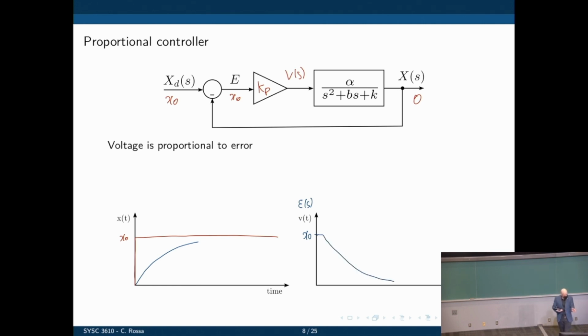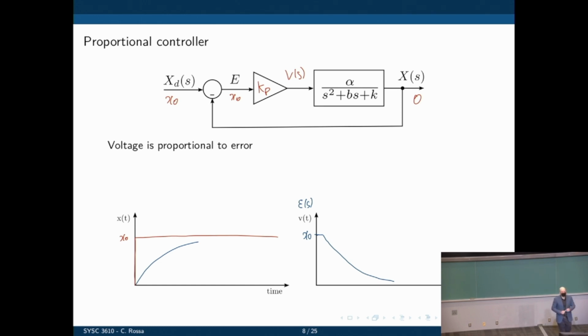Because now the mass is moving towards its final destination. X is increasing, getting closer to x0, the error is decreasing, which means that the voltage we apply to the motor is also decreasing. That makes sense. The greater the error, the more energy we apply to move the mass towards x0. And as we approach x0, we decrease the voltage, the force, slowly.